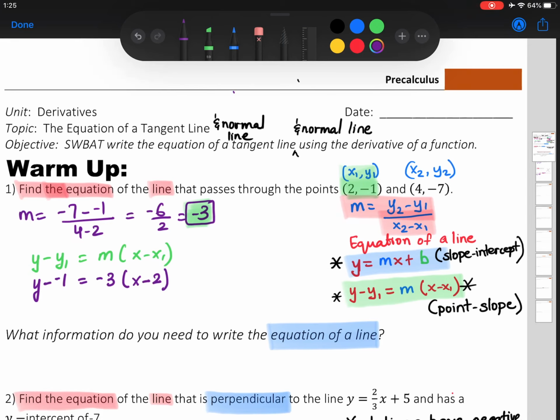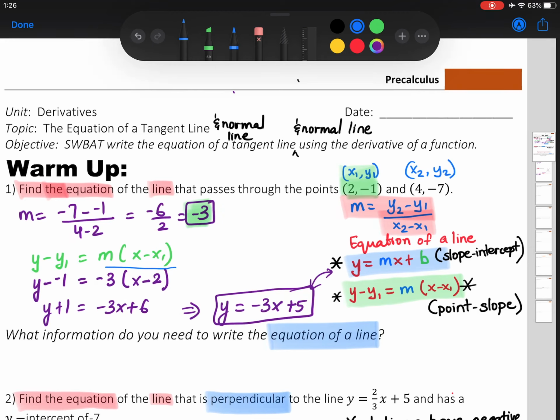You can choose to simplify it, which I will do here, and it will be y plus 1 equals -3x plus 6, and if you solve for y, y equals -3x plus 5, and that's your equation. And that's basically in your slope-intercept form, right? That looks like this. But I'll be fine with you writing your equation or leaving it in this form. That is absolutely fine with me. Okay, so this is what we're going to be doing.